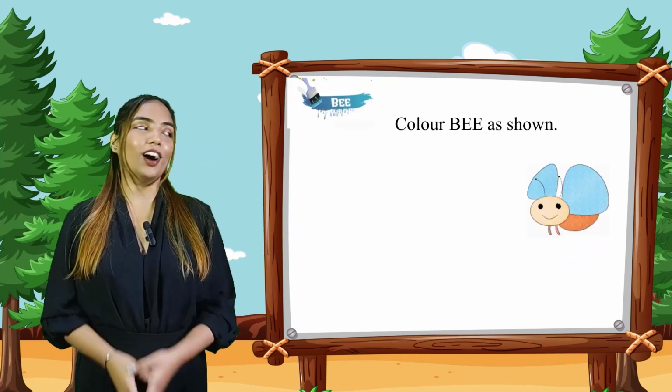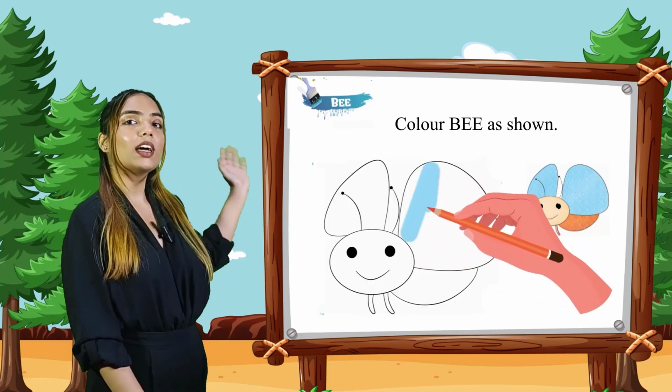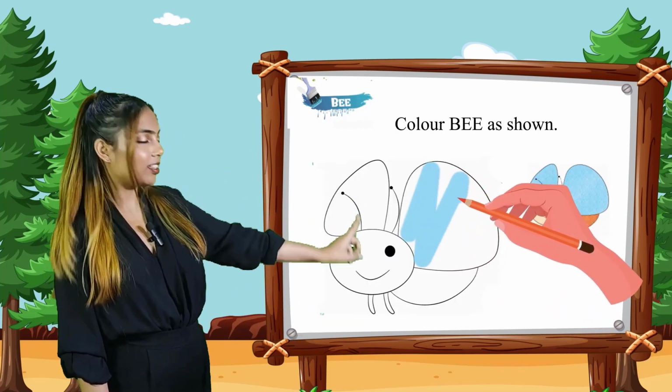Moving on to the next figure. Over here we have a bee. Color this bee as shown in the reference over here.